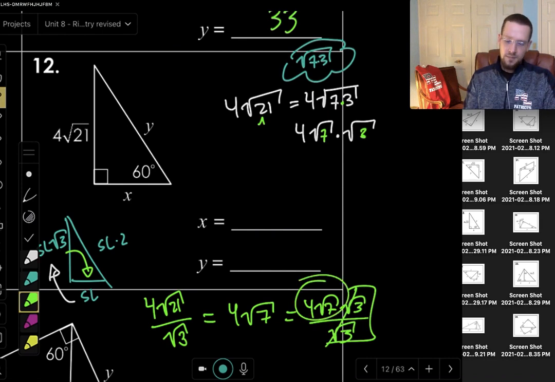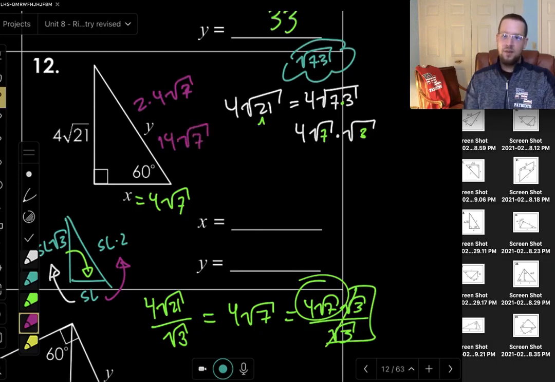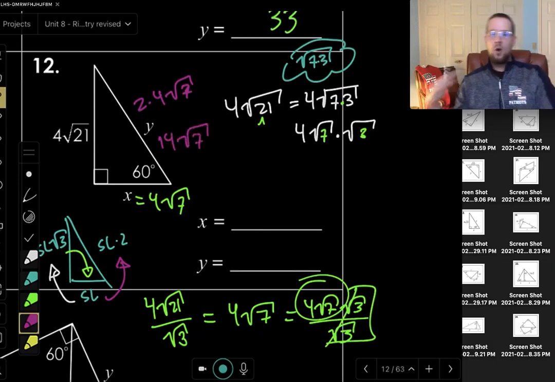Either way, x is equal to 4 square roots 7. And then to get from the short leg to the long leg, we have to multiply by 2. So this is going to be 2 times 4 times the square root of 7, which is just 8 square root 7. So again, overall, I don't think that these are that bad.